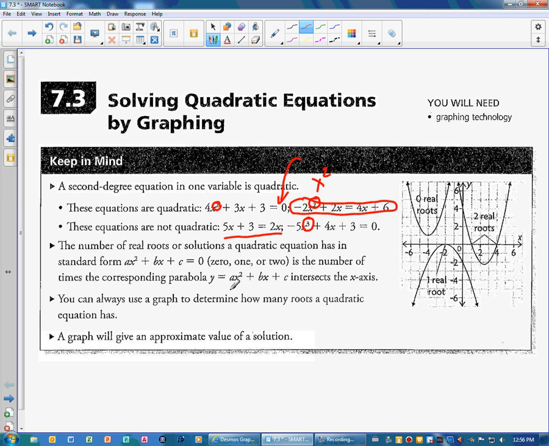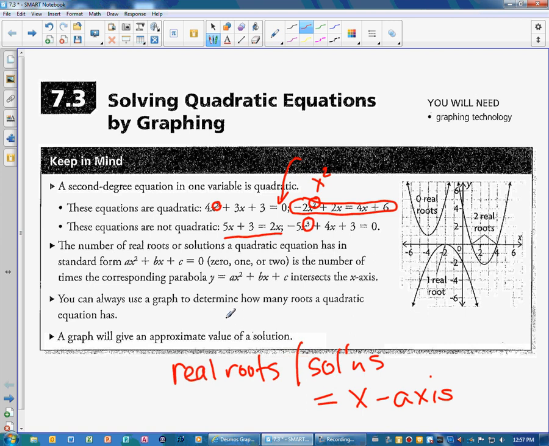All right, so the number of real roots or solutions a quadratic equation has in standard form is either going to be 0, 1, or 2, okay? Real roots or solutions just means crossing the x-axis. How many x-intercepts does it have? That's the answer, okay? That's what a solution or a root is.